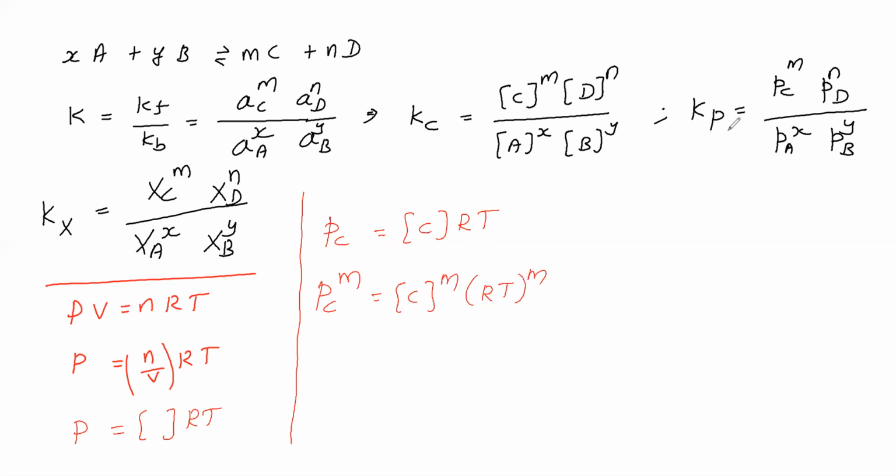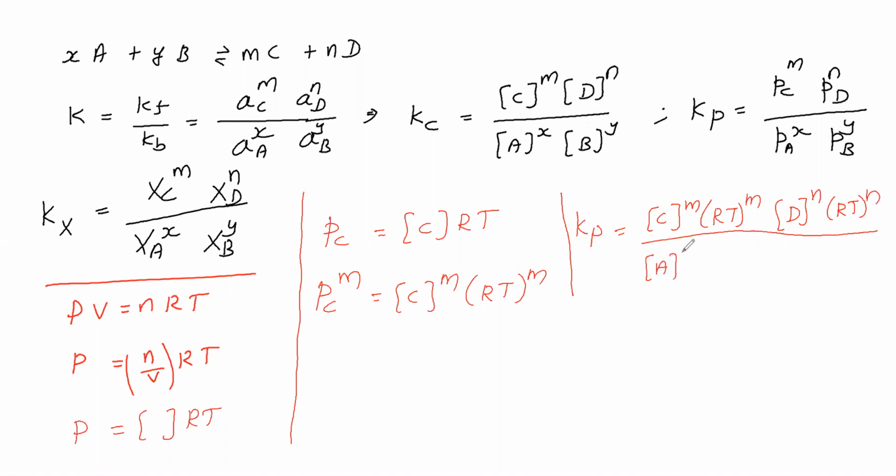Okay, this we will substitute in the Kp relation. So Kp is equal to what we will get? Kp is equal to pressure of C power M, which means concentration of C power M, RT power M. Pressure of D means concentration of D power N, RT power N. Pressure of A means concentration of A power X, RT power X. Pressure of B means concentration of B power Y, RT power Y.